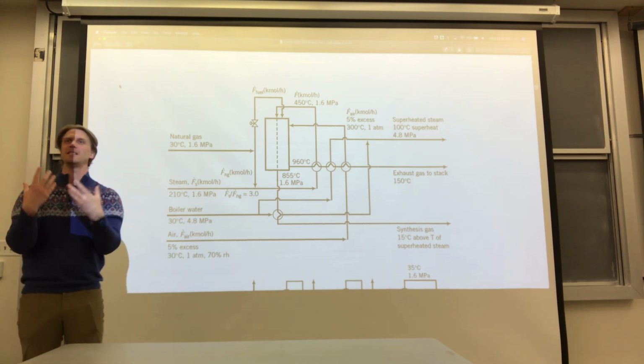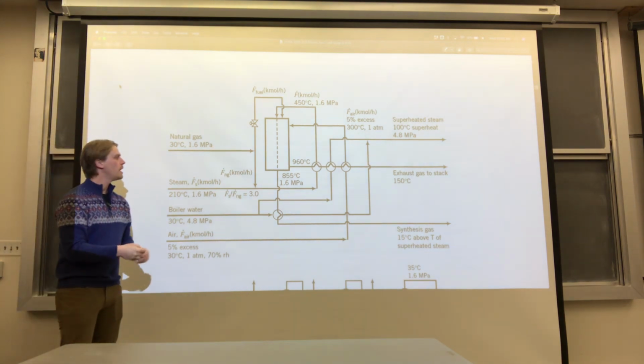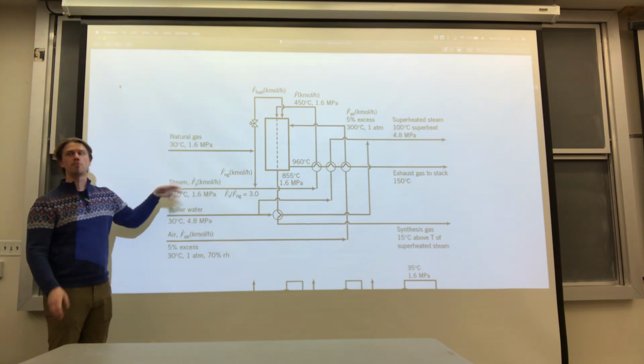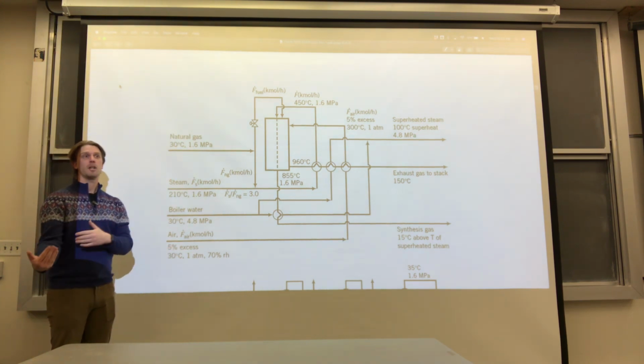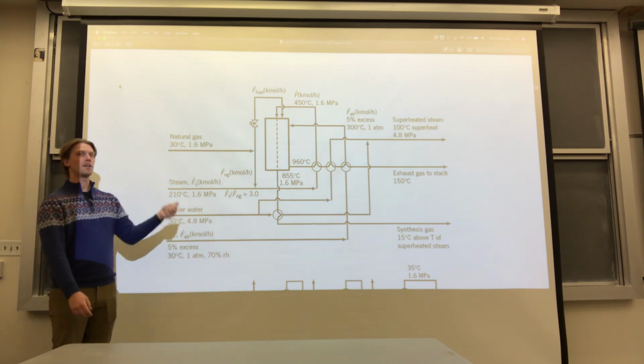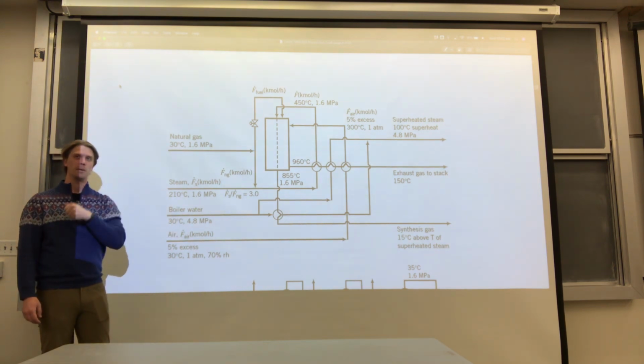Right? So that talks about designing the actual specific units. Now, we're not even showing all of the pumps. That's your fluid mechanics class. And then the distillation columns, your separations class. And then tying it all together is, of course, thermodynamics, right?